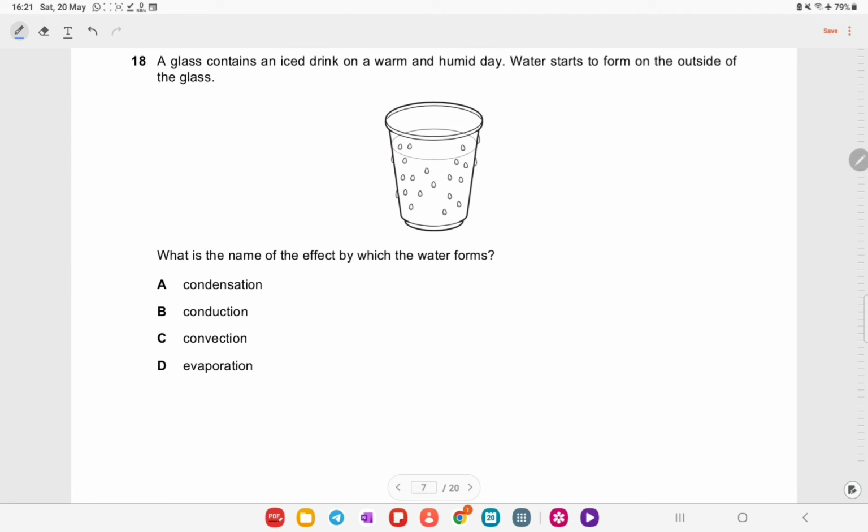A glass contains an ice drink. On a warm and humid day, water starts to form on the outside of the glass. What is the name of the effect by which the water forms? So the process is called condensation.